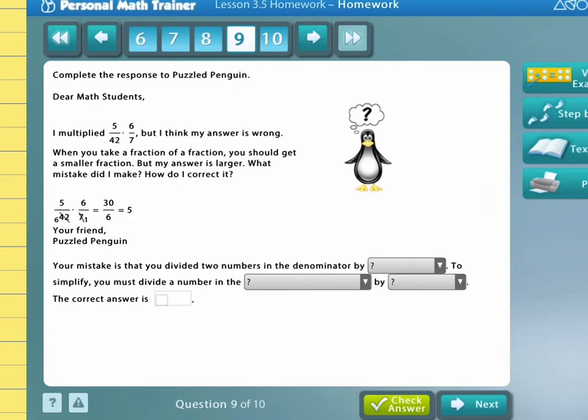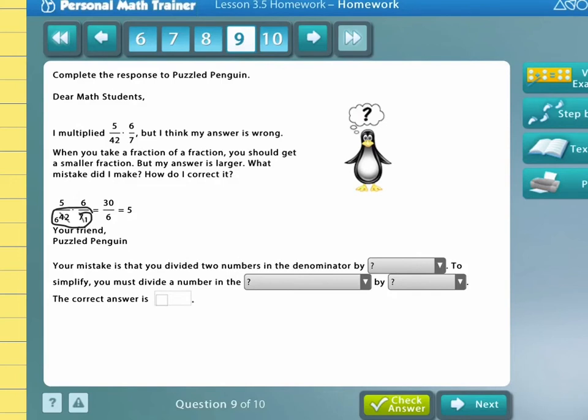So Puzzle Penguin was having a little math trouble again. He's multiplying 5/42 times 6/7. Well, right off the bat, I can see that he has simplified the denominators, and you cannot do just simplification of the denominators. Remember, it's what you do to the top, you do to the bottom. So his mistake is that he divided two numbers in the denominator by a common factor. To simplify, you must divide a number in the numerator and denominator by a common factor.